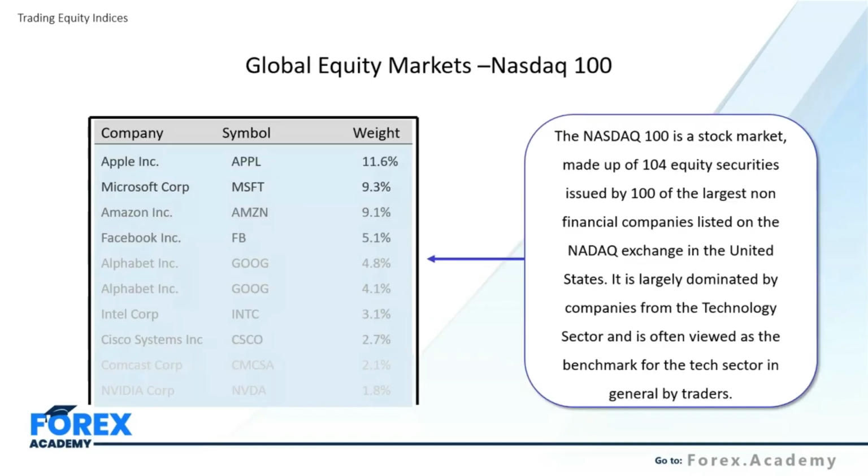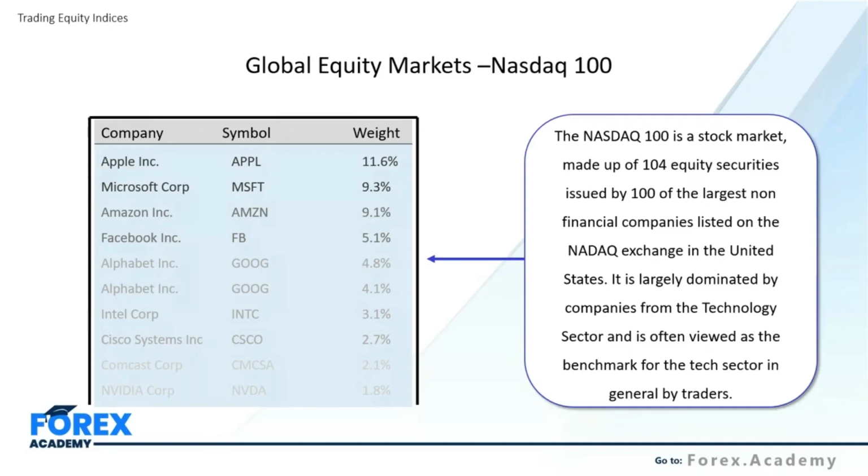So what I would like to do is to better describe the makeup of global equity markets themselves so that you can grasp a better understanding of what you're actually trading when deciding to trade the price of these equity indices. Over the next 3 slides, we'll look at some global equity markets, and we'll start with the NASDAQ 100 here. The NASDAQ 100 itself is a stock market made up of 104 equity securities issued by 100 of the largest non-financial companies listed on the NASDAQ exchange in the US. It is largely dominated by companies from the technology sector and is often viewed as the benchmark for tech sector traders.